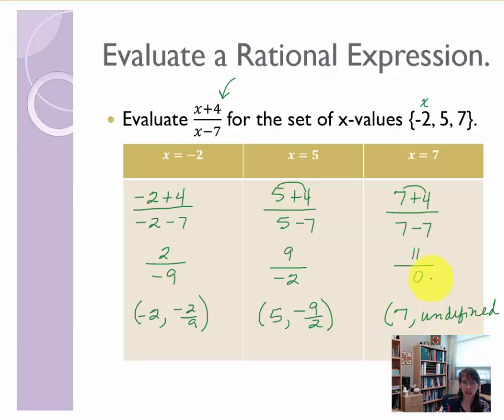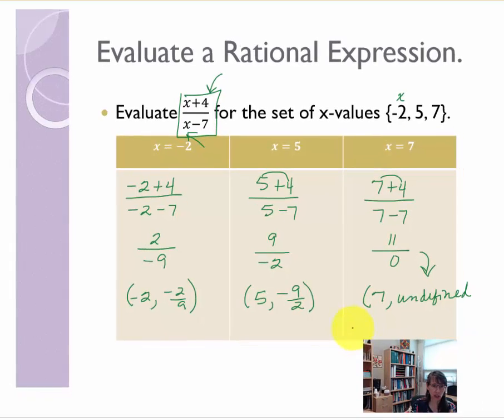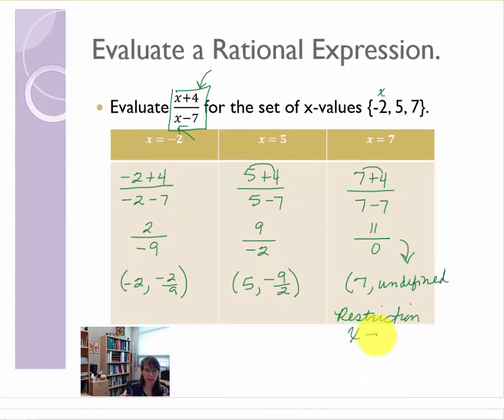So recall that division by 0 is undefined. And that becomes something very important for us to talk about when we have a rational expression with a variable in the denominator. So we would not want to allow the x value to equal 7. We would call that a restriction. That simply means that x cannot equal 7 because the result would be an undefined amount.